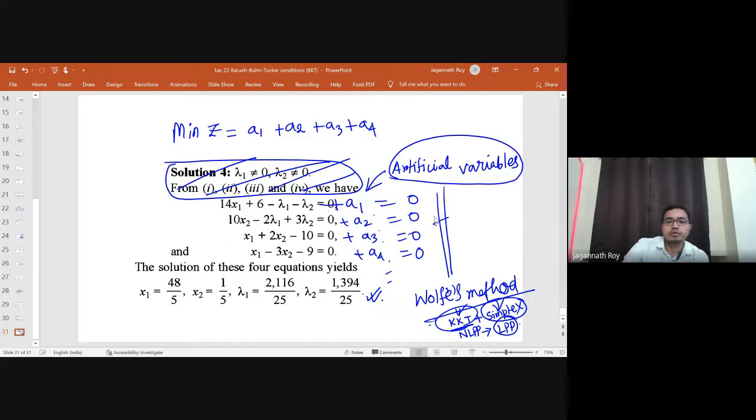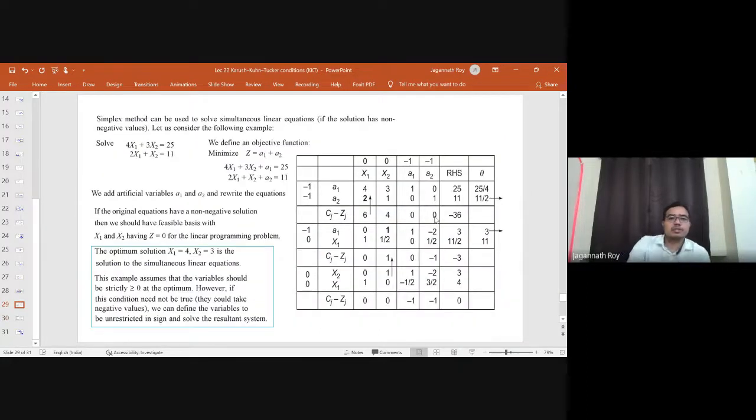Okay, so before we go to quadratic programming, let us see how this happens. This is a system of linear equations, written as solve. How can we do it? We can use the elimination process.